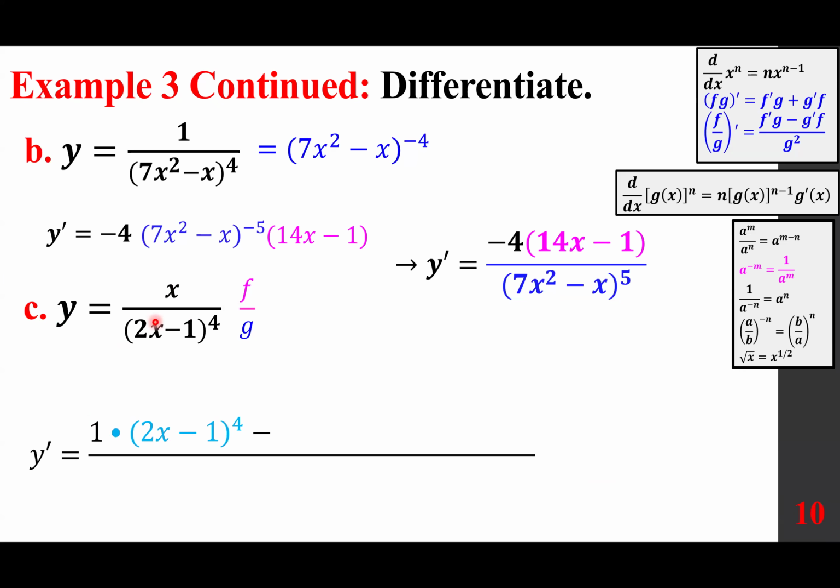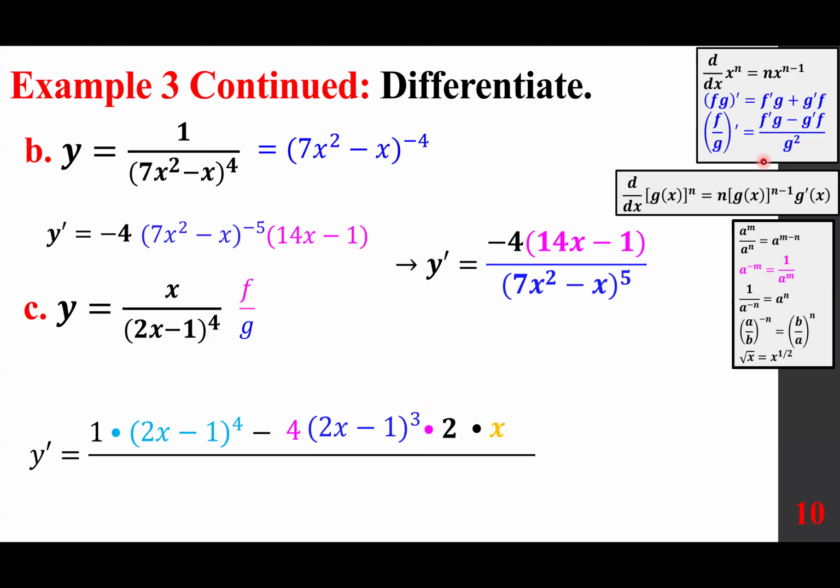Now g prime, so this was a quotient rule. Now this one uses the extended power rule, in conjunction with the chain rule. In essence, we use both of them, meaning now this one is minus 4 times 2x minus 1 cubed, times the derivative of the inside, 2. This really makes it a chain rule. This is f prime times g, this is g prime times f, which is x. We're done with the numerator.